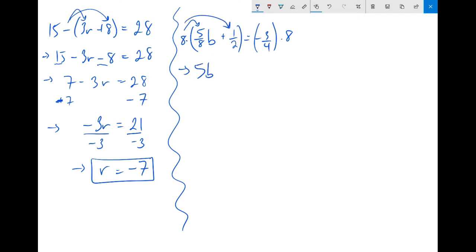What is 8 times 1/2? Well, 8 times 1 is 8, divided by 2 is 4. And then here, you got 8 times 3 is 24. 24 divided by 4 is 6, but it's negative.